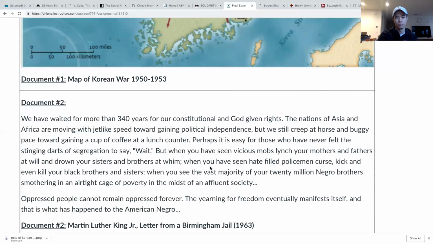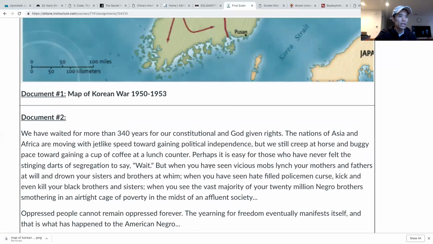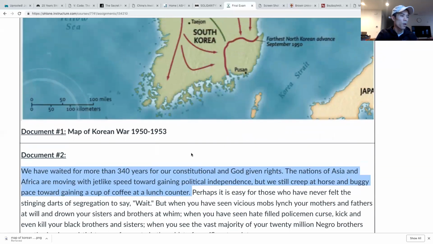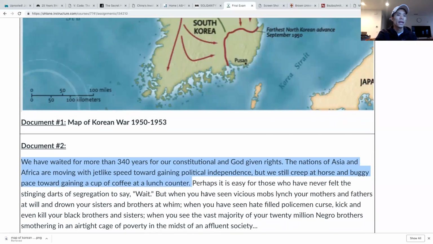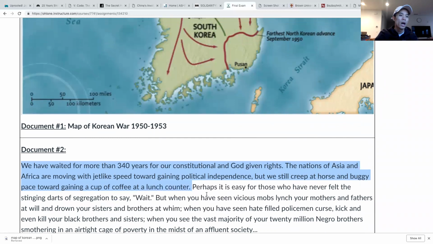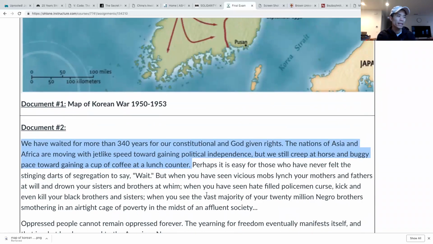makes that connection between what was happening, right, overseas in Asia, in Africa, and also what was happening back in America, right? So if you read it very carefully, there's a passage where he talks about, just the first 2 sentences, right? He talks about, we have waited for more than 340 years for our constitutional God-given rights. The nations of Asia and Africa are moving with jet-like speed toward gaining political independence, but we still creep at horse and buggy pace towards gaining a cup of coffee at lunchtime.